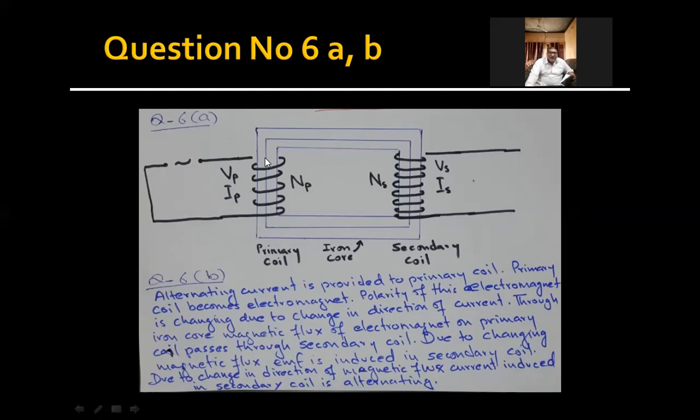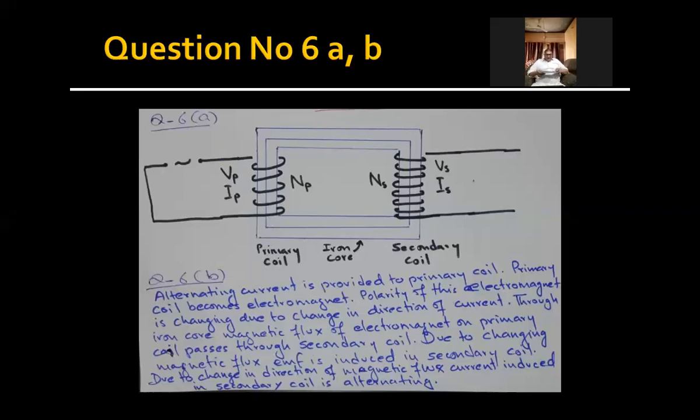So when this side will become north, magnetic lines will come out of here, go to the iron core, pass to the secondary coil and go here. And if this is north, then they will come like this. So the magnetic lines of the electromagnet on the primary coil are passing to the secondary coil through the iron core. The magnetic lines passing through the secondary coil are changing in direction and their magnitude is also changing.